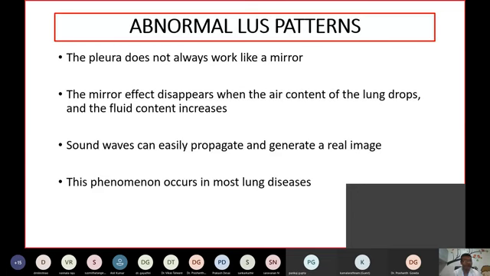So as I said, lung ultrasound is a study of artifacts. So what we see is basically a mirror image of the superficial structures down the pleura, but that pleura does not always work like a mirror. Whenever the fluid content of the lung goes up, the sound waves can go inside. So they can go through fluid or a soft tissue, and you can see actually a real image, and that happens in most of the lung diseases. So let us see one by one.